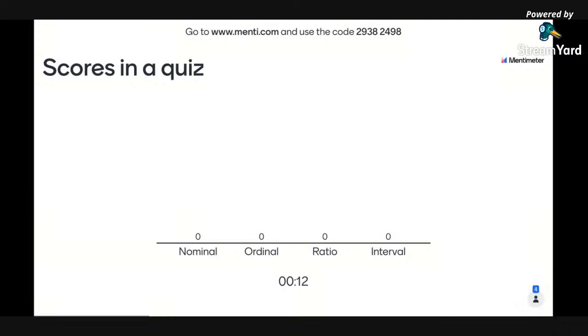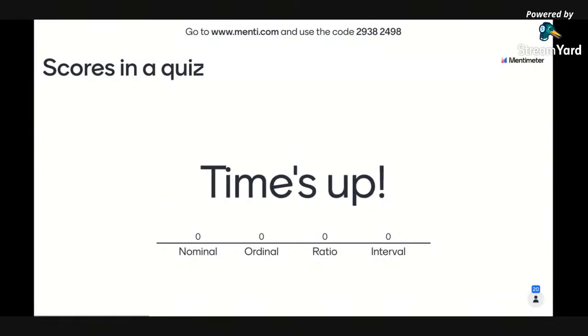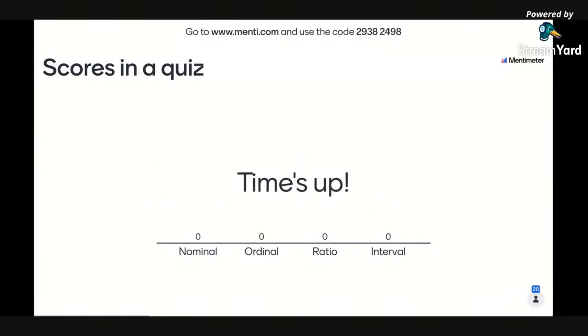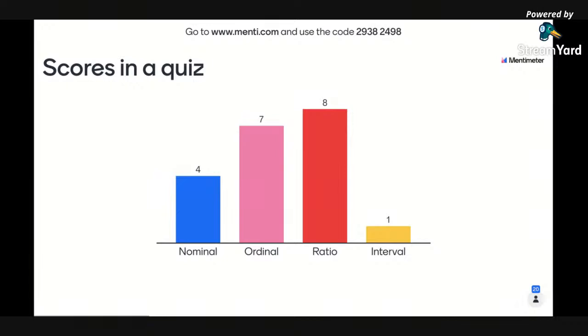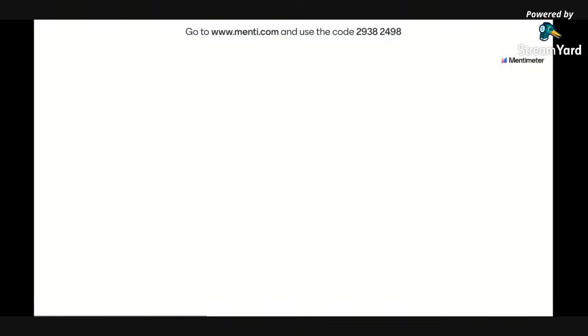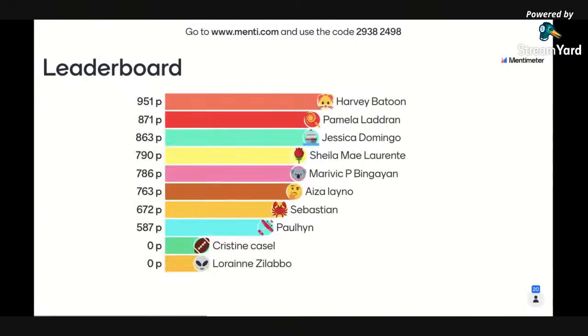Okay, so bilisan. May ambilis sumagot, ha? Okay, so we have 12, 13, 14, 15, 16, 17, 18, 18, 19, 20. 20 ang sumagot dyan. Okay, the correct answer is ratio. Ayun. So pag zero siya, wala siyang score. Walang quiz. Okay, next. We proceed to question number 3.